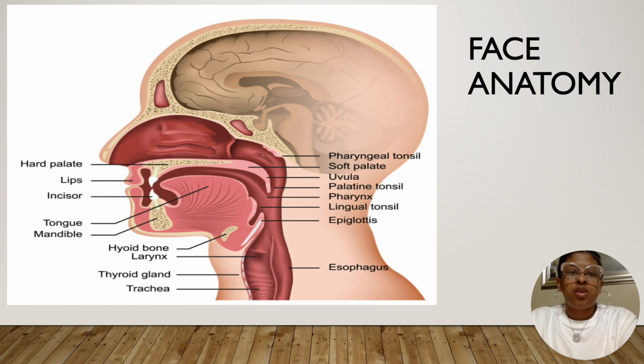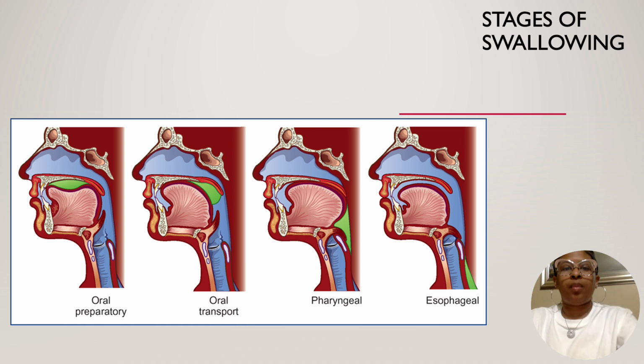The first phase is the oral phase. The oral phase consists of a person chewing his or her food into smaller pieces and mixing it with saliva. This mixture creates a ball of food called the bolus. The bolus is pushed to the back of the throat by the tongue.